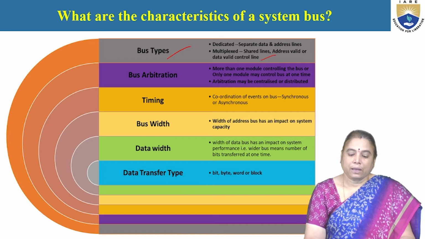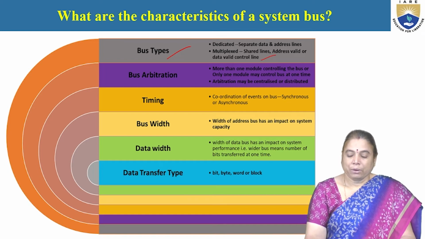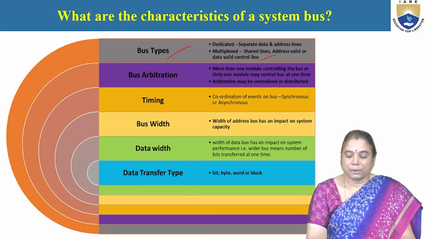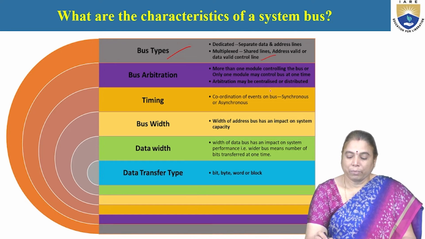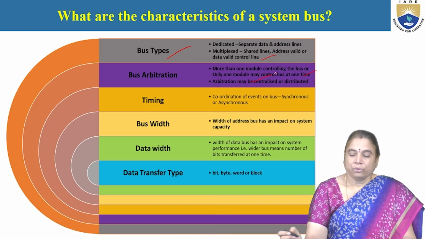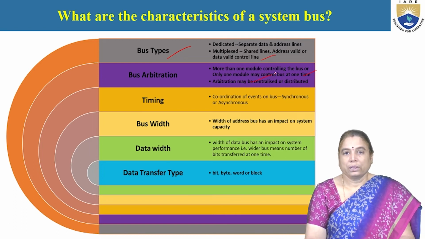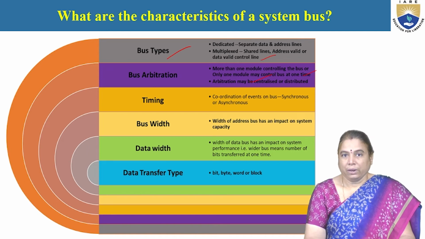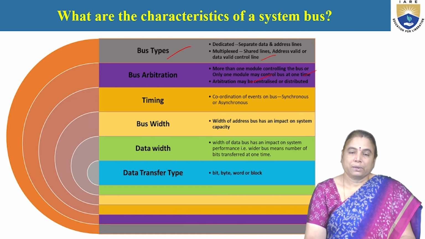Next is bus arbitration. When more than one module is connected, only one module may control the bus at a given point of time. Arbitration may be centralized or distributed. So if more than one device is connected, which device can actively participate in the communication can be decided with the bus arbitration.